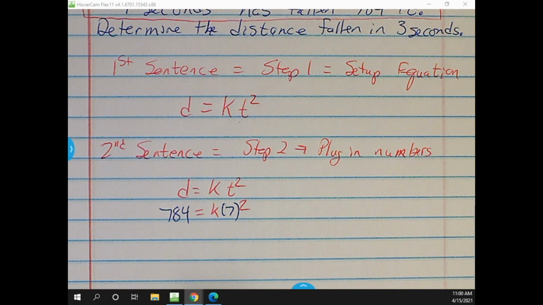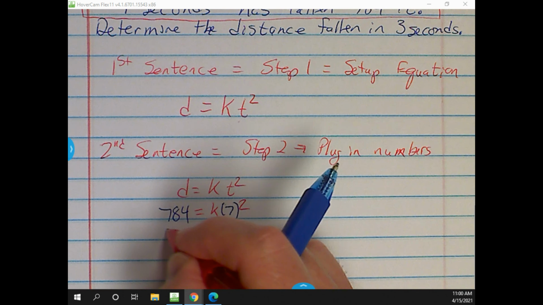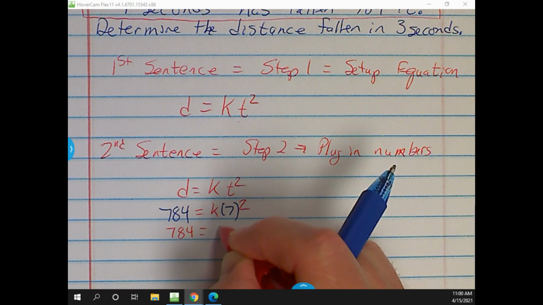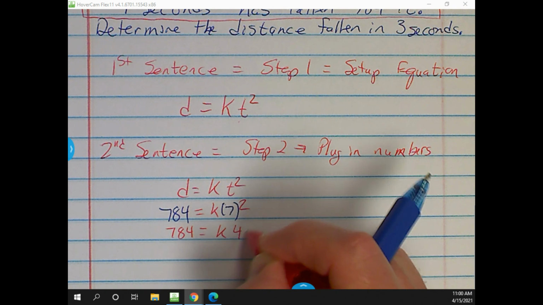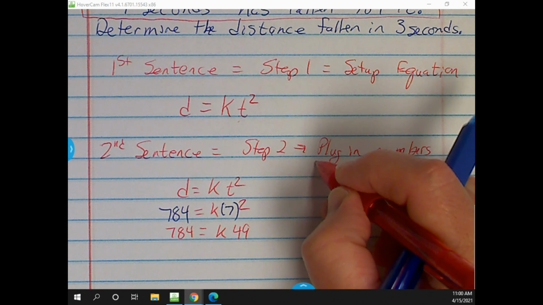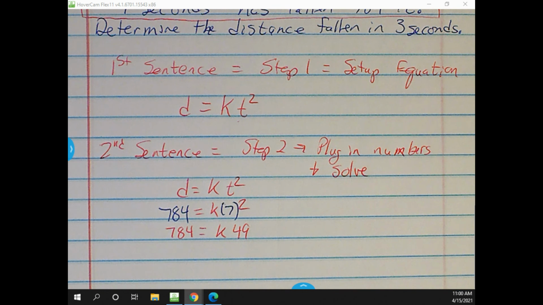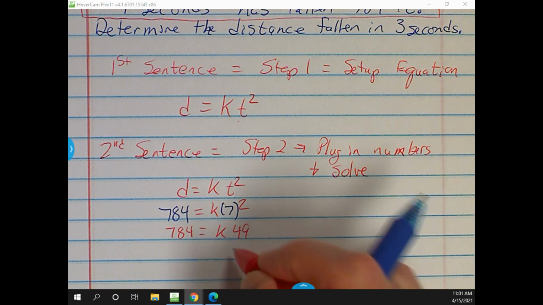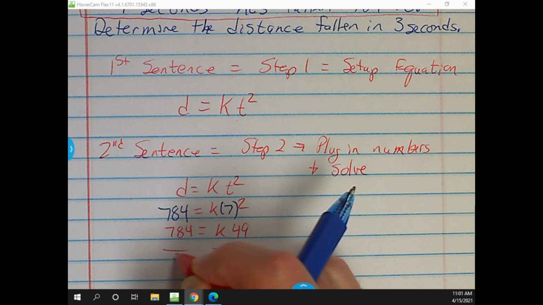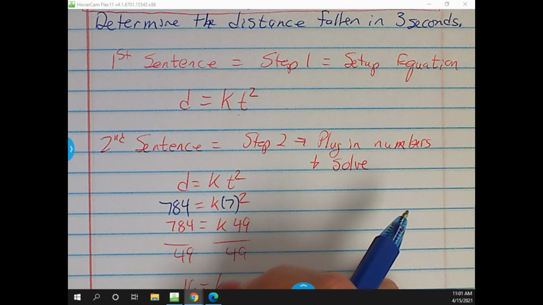So you've got 784 is equal to K times 49. After you plug in your numbers, you solve it. You're going to divide both sides by 49. And if we do that, we figure out that K is going to equal 16.